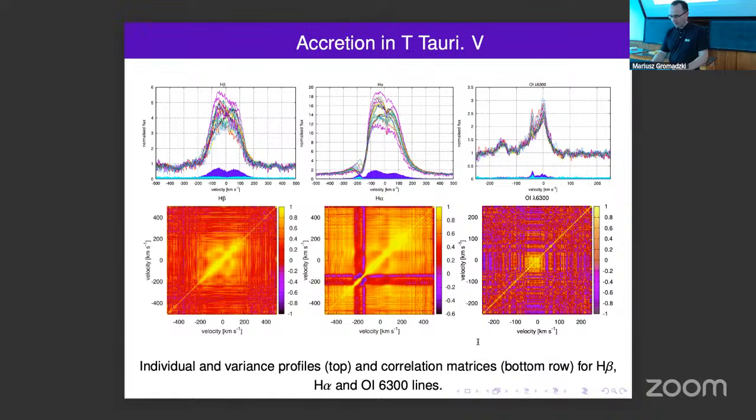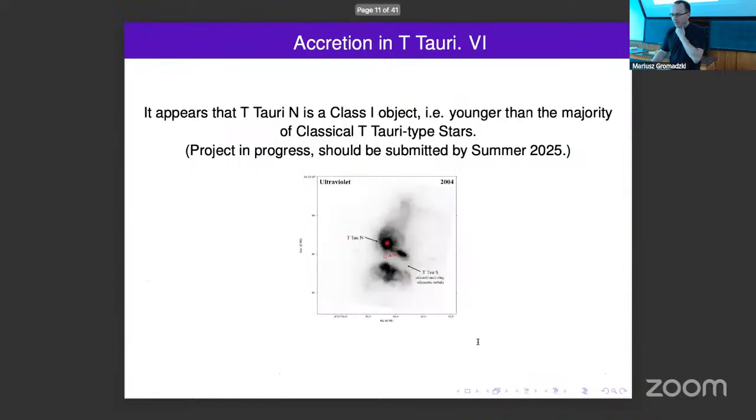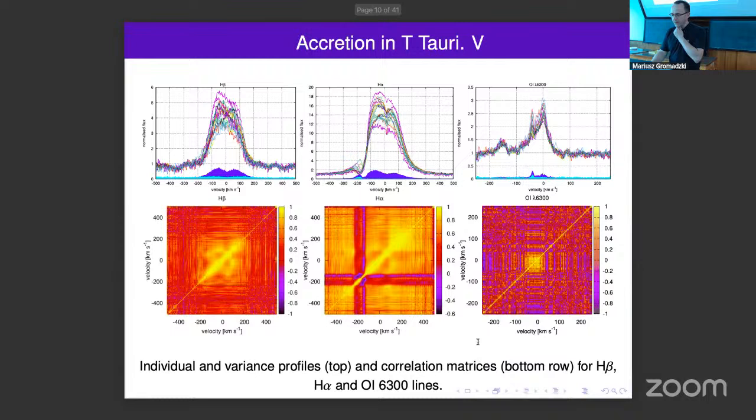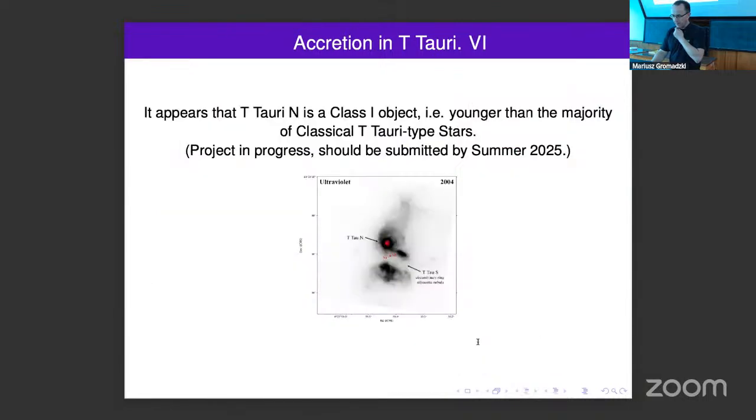I will not talk in detail because this analysis is still in progress. So I will probably present final conclusions in the paper, which will hopefully be submitted by summer this year. Okay.